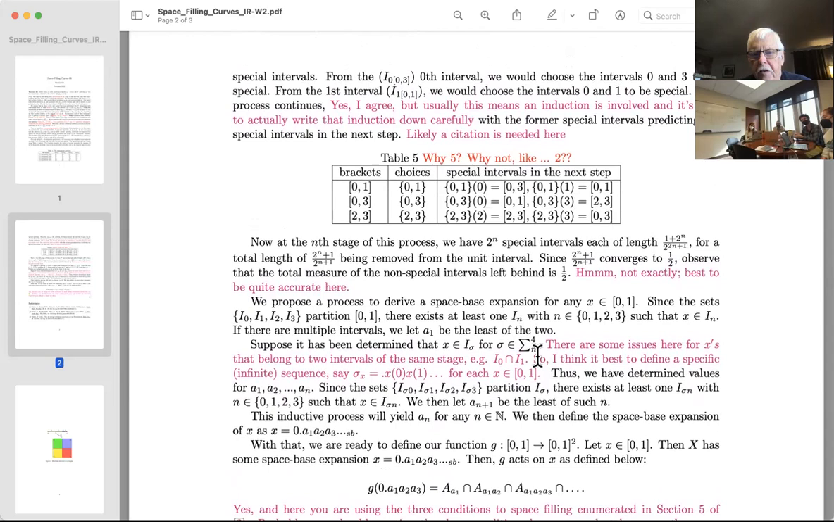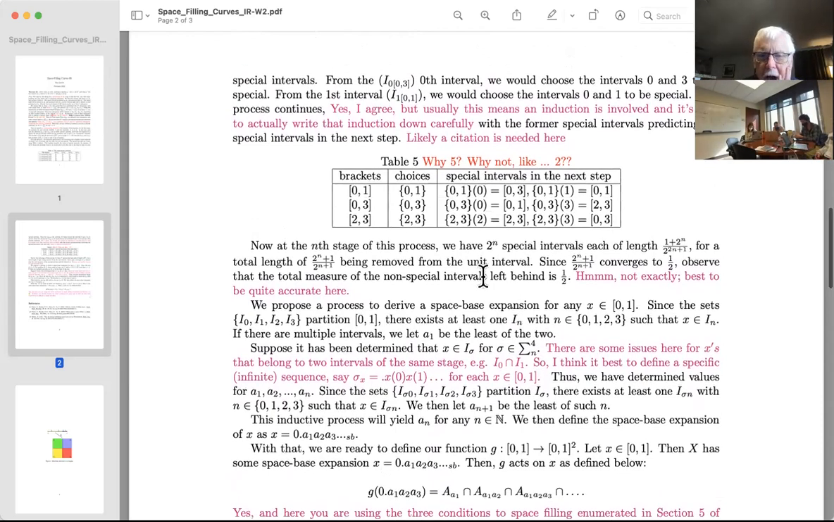The next paragraph is the engine behind this measuring, which is good. But there are some issues. You need to verify, first of all, what you have here. You need to verify that each of the 2 to the n special intervals has this length. That needs proof. And you need to show that the sum of those 2 to the n ones is this, that are removed.